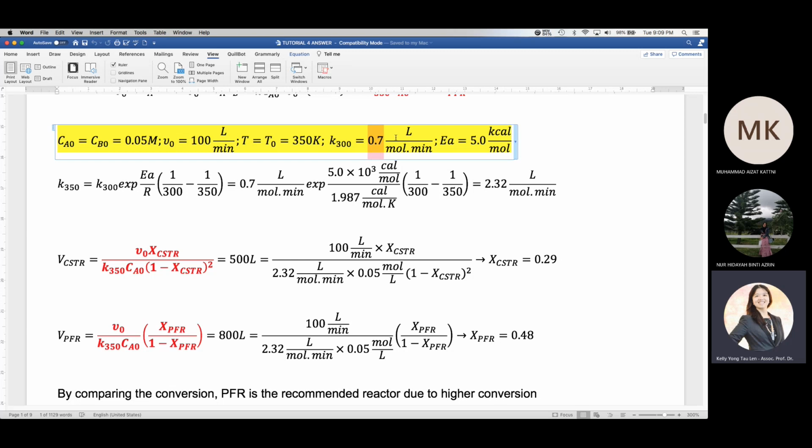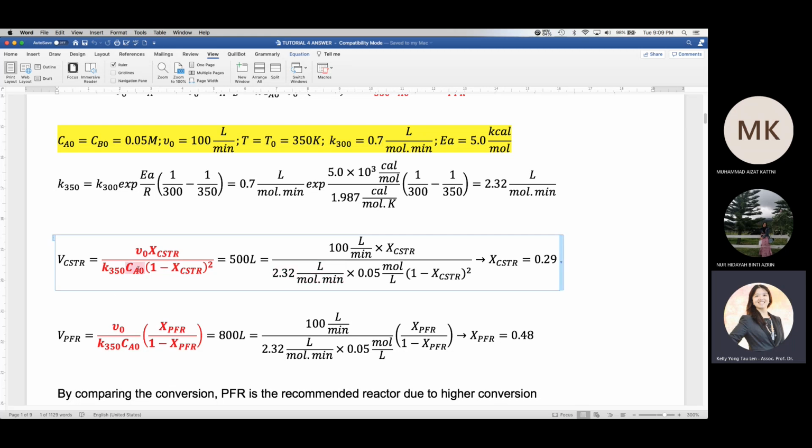Tetapi if you get the K bigger, taklah confirm betul. Tapi most likely jawapan tu betul. Kalau kamu dapat nilai K baru tu lebih besar, most likely, tak boleh cakap 100%, but most likely your answer is right if you get a bigger K at a higher temperature. Okay, so done on that part. So I will replace my K350 as 2.32.